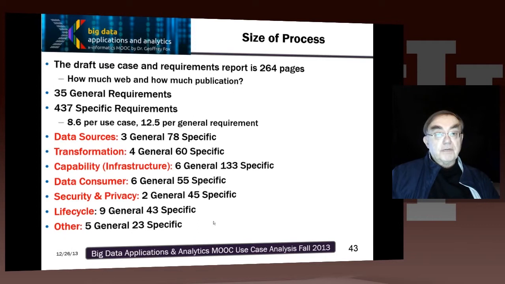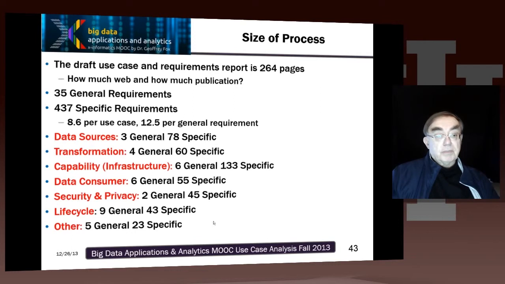this process is non-trivial in size. If you look at the actual report, I don't know that NIST has decided whether to put this report in as a document with all 264 pages, or as a summary as part of it, and then some of the rest, like the actual, this includes all the filled-in templates, but the rest just on the website. We have the 35 general requirements, the 437 specific requirements, which averages to 8.6 specific requirements per use case and 12.5 specific requirements per general requirement.